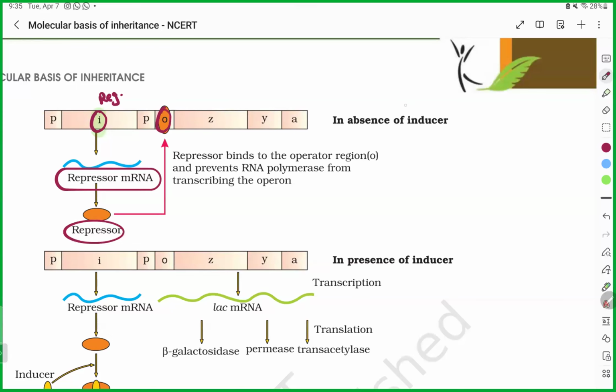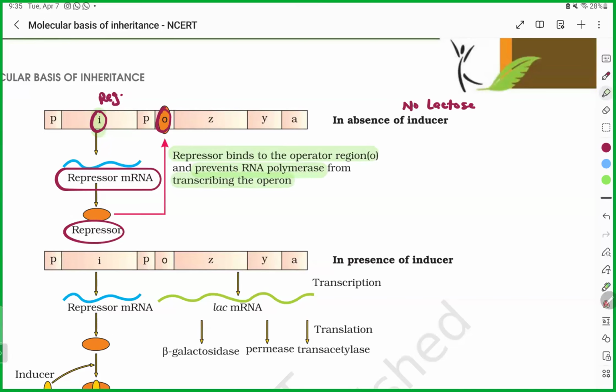When there is no food, no food means no lactose. So what will happen? The repressor will bind with the operator. If there is no food, why activate the process? It prevents RNA polymerase from transcribing the operon, so further conversion will not happen. RNA polymerase will not act, RNA will not form. Correct.